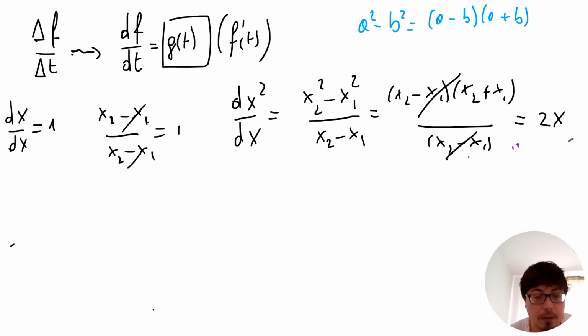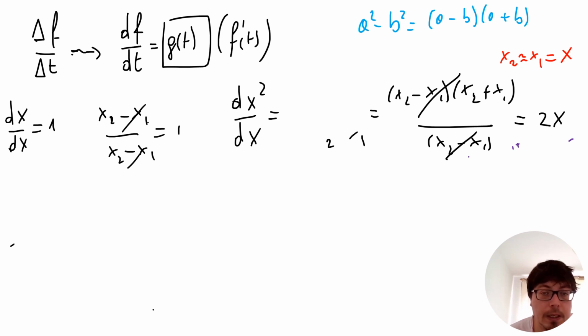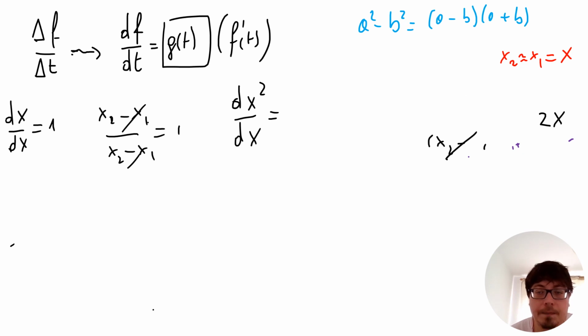Okay, so here I'm thinking of x2 roughly equal to x1, because we are chopping the function in very small pieces. So the derivative of x squared is 2 times x. And you can see this time it is not a constant, it's not 1, it's not the same everywhere, it changes wherever you are in the graph, as it should.